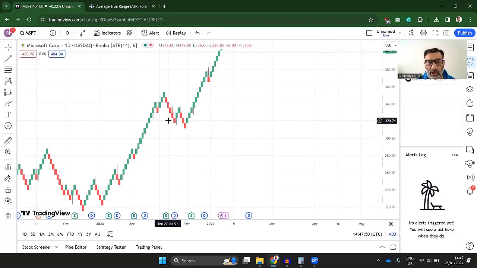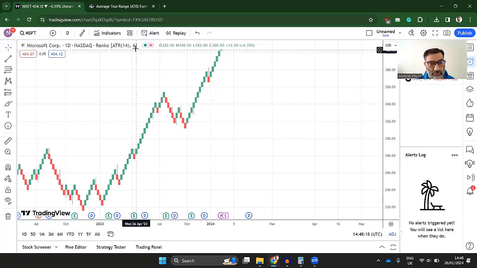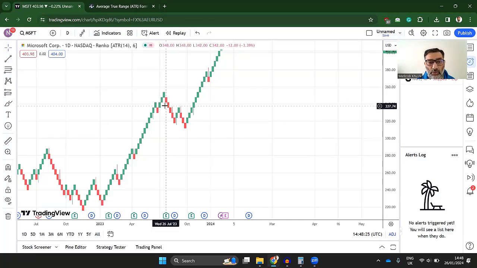So let's have a look at how a red brick forms. For the red brick to form, basically the trend has to be reversed, and it has to be reversed by twice the amount of this number. So for this brick, the price reached a high of 354. To get a red brick, the price must come down by 354 minus 12. The price must go down to 348. No, sorry, 342, to make this reversal and a red brick. So that's how this type of chart, the Renko chart, and ATR work.